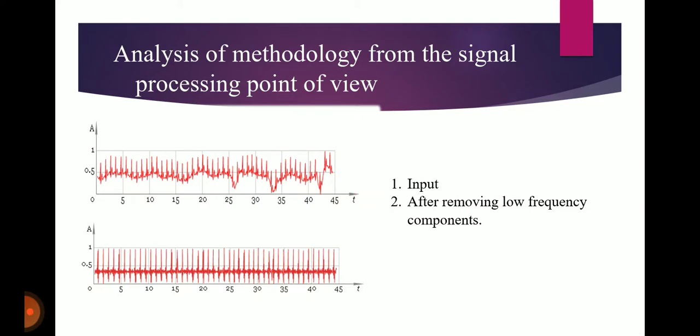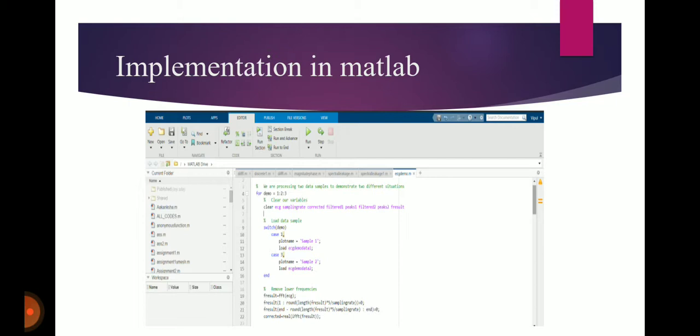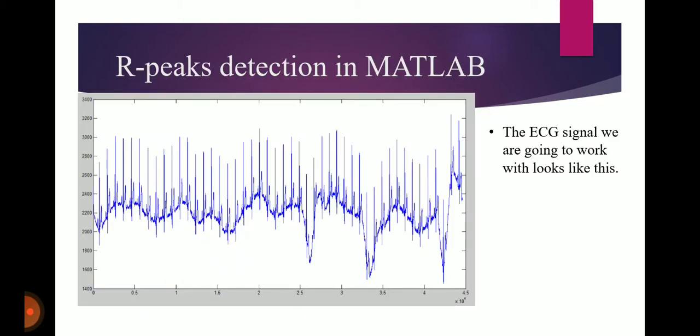Here is the analysis of methodology from the signal processing point of view. The first graph shows the input we are taking, and the second is after removing the low frequency component. Here is after the window filter, and the fourth figure is thresholding. It is the implementation in MATLAB. Here is the R peak detection in MATLAB.